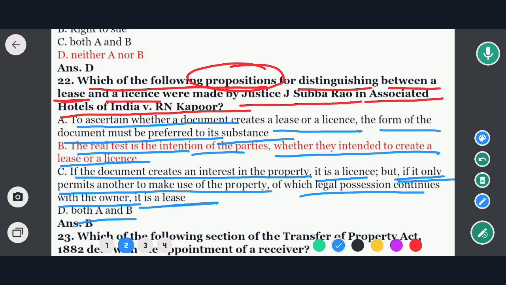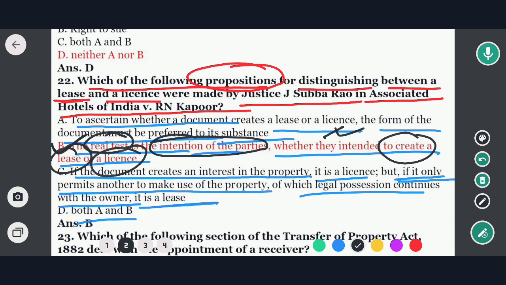So in this case, option B would be the correct answer. That means the real test is the intention of the parties, whether they intended to create a lease or license. That means at the time of doing a lease or license, what will matter there? Intention of the parties. So B would be the correct answer.